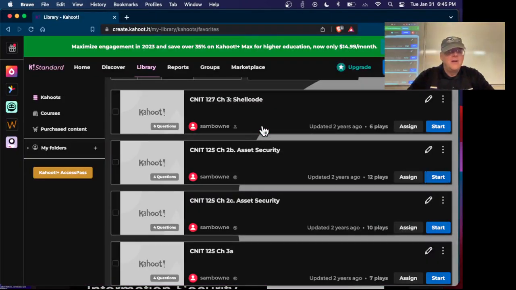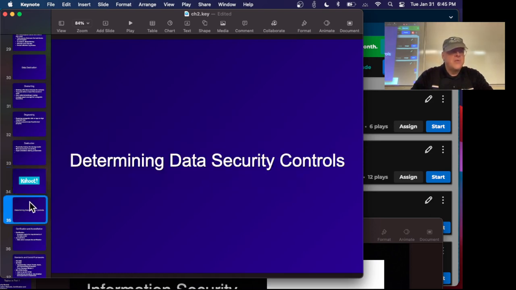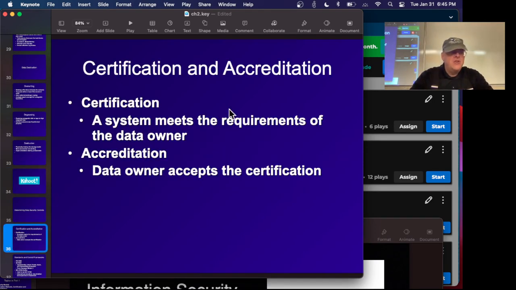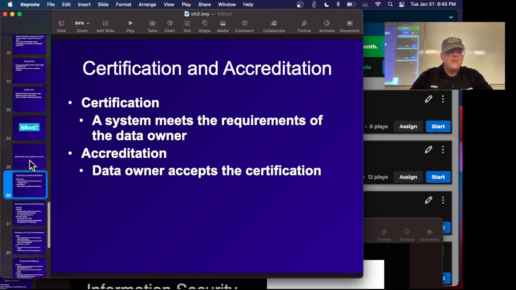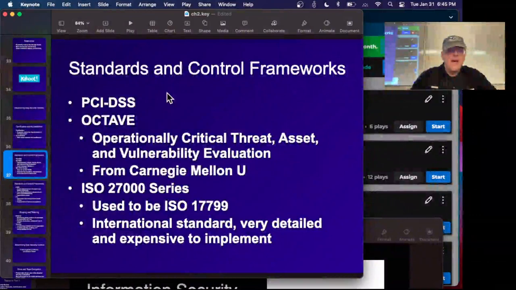We got time to go on to the last section here. All right, so data security controls. Certification means you meet a certain standard, and accreditation means that the owner accepts that as good enough. The same thing applies to many things, like when you get the CISSP, that's a certification, but it would be an accreditation when someone says that that is good enough for you to get a job or something.